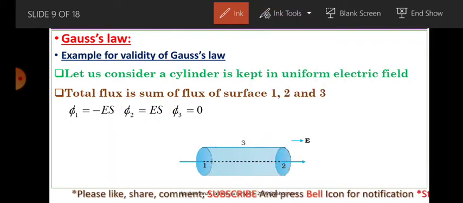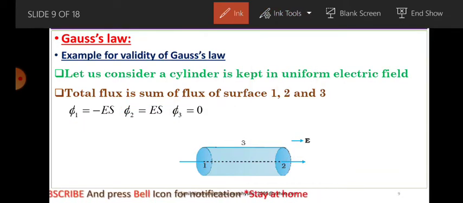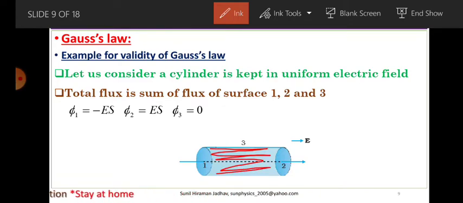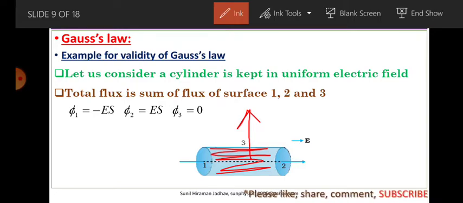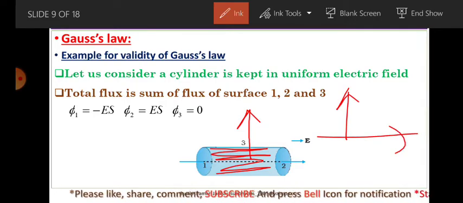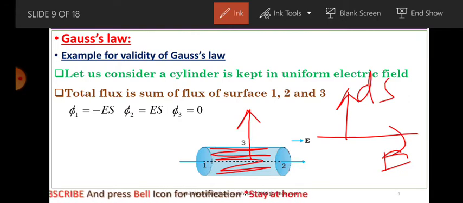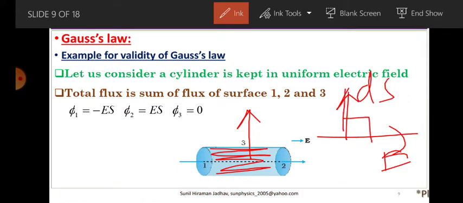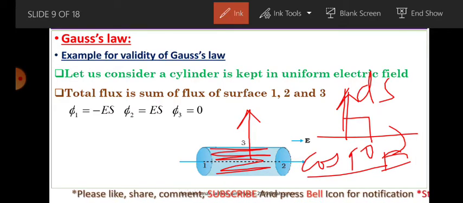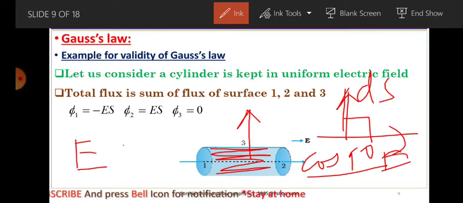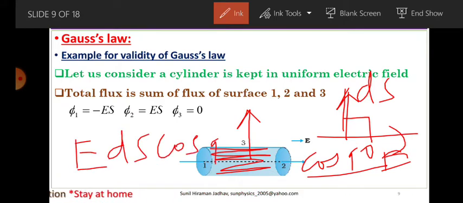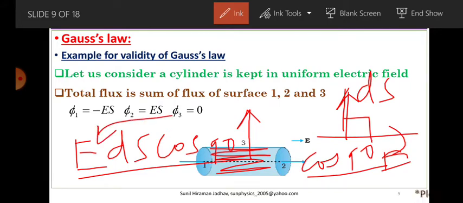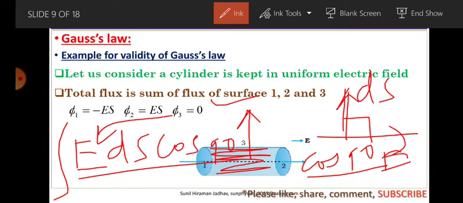Now the interesting thing is the third area, which is along this length. For this I can draw the area vector like this. The area vector is vertical, the electric field is like this. So the area vector and electric field at every point are perpendicular to each other, and we know that cos 90 is 0. Therefore from the definition, E ds cos 90 for phi 3 becomes 0.